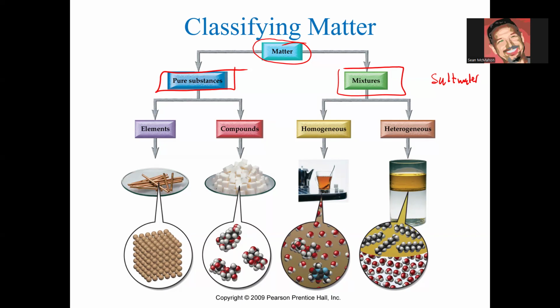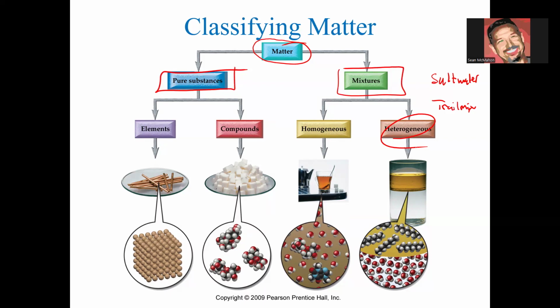What's another example? Trail mix. Trail mix is a heterogeneous mixture. It's not uniform, but I could easily separate, for example, the M&Ms from the nuts and raisins by just picking them out. So even though it's a heterogeneous mixture, I can still separate things by physical means. Now, with pure substances, I cannot separate them by physical means.